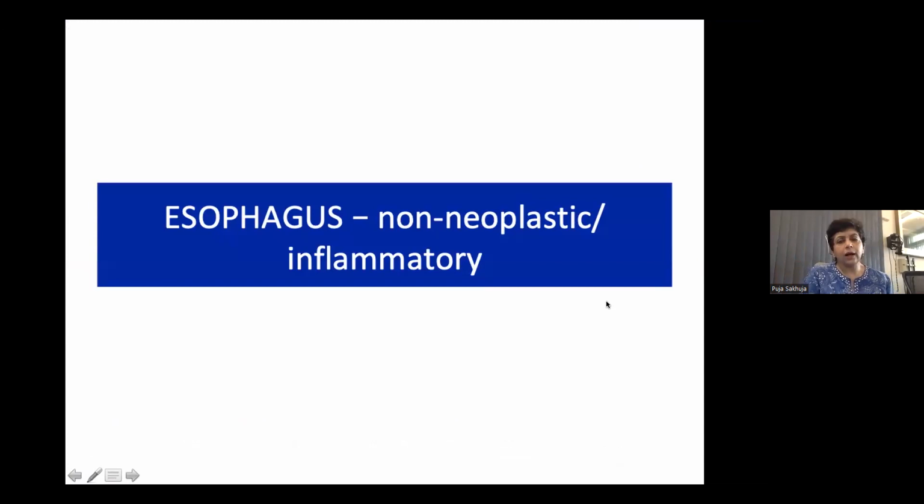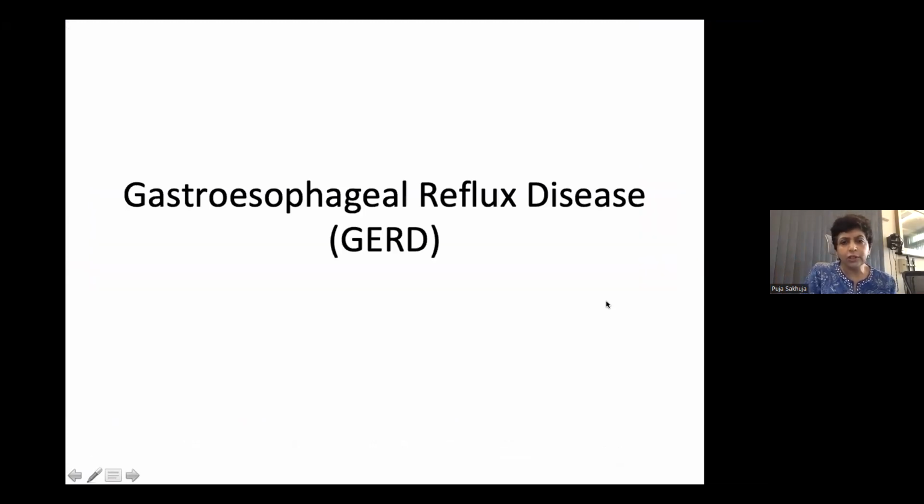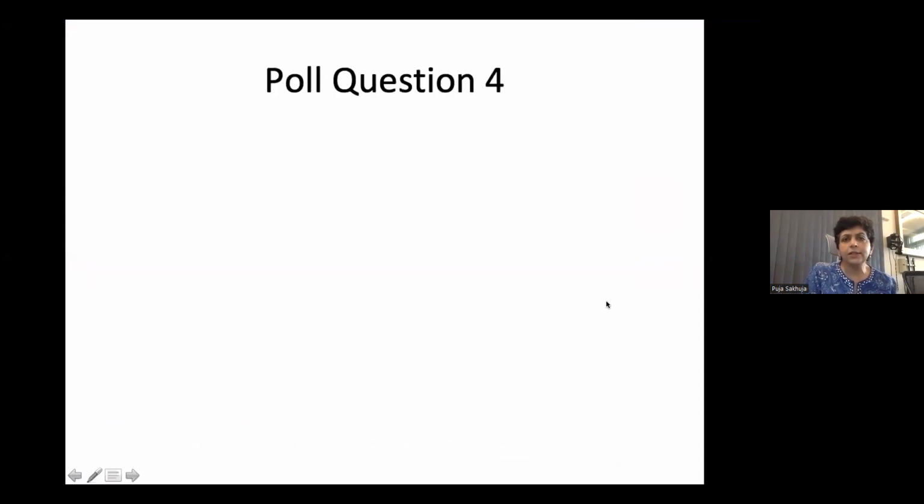So now let's come to the non-neoplastic or inflammatory conditions of the esophagus, wherein the most common condition is gastroesophageal reflux disease or GERD.